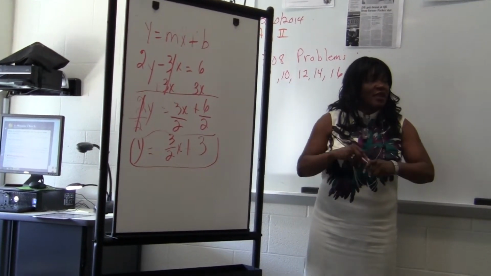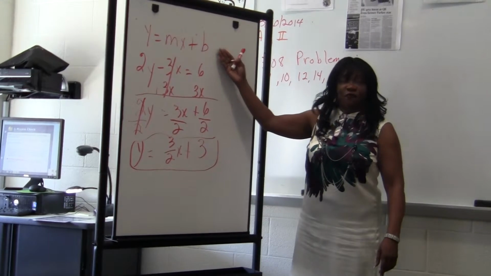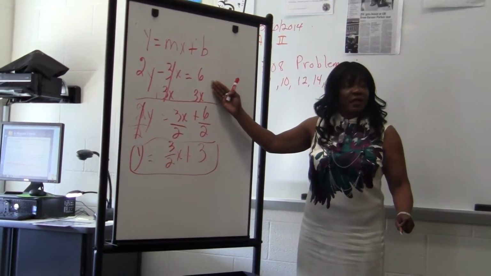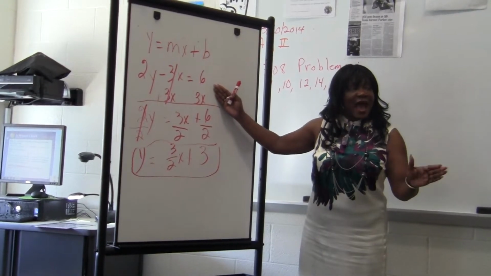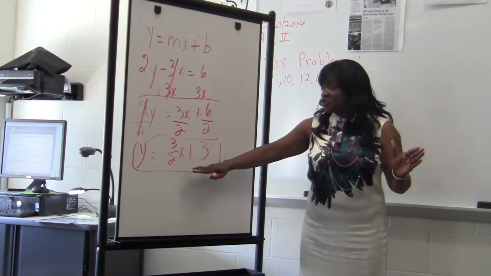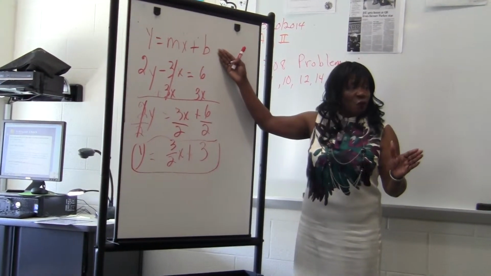So therefore, we need to make sure we write our formula, y is equal to mx plus b, down first. Then write the equation. And if it's not in slope-intercept form, we have to start working it so it can become exactly like the formula.